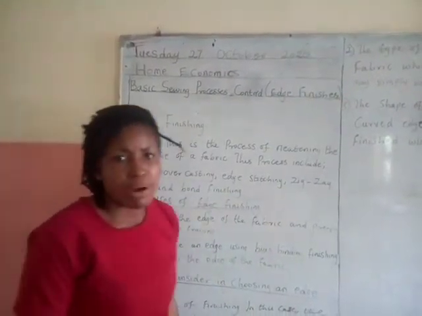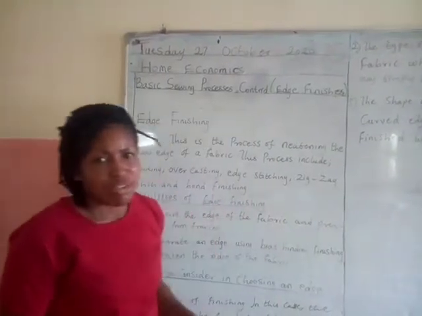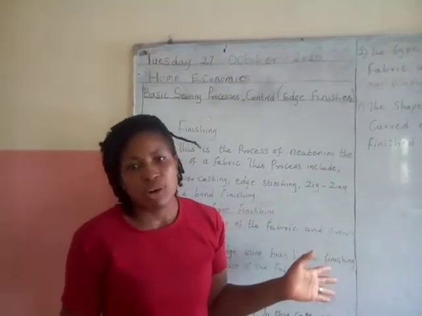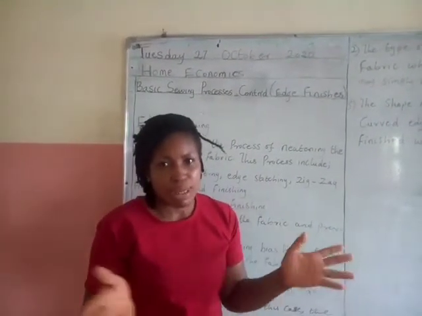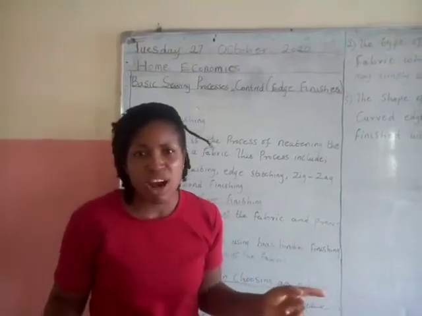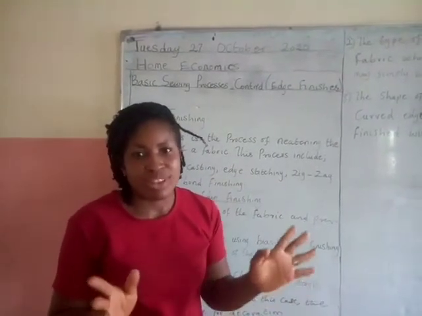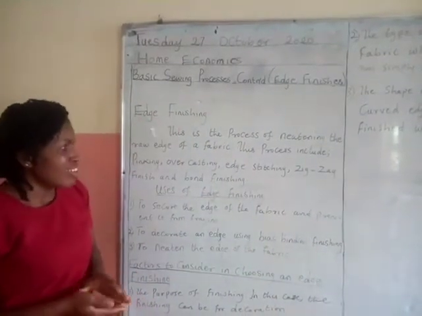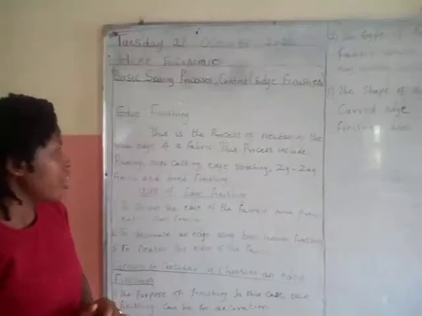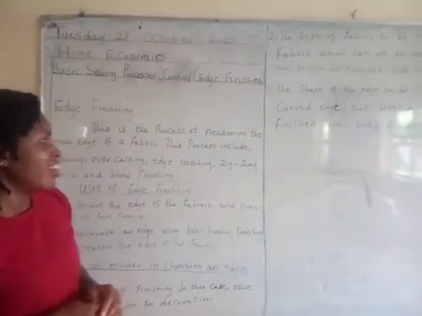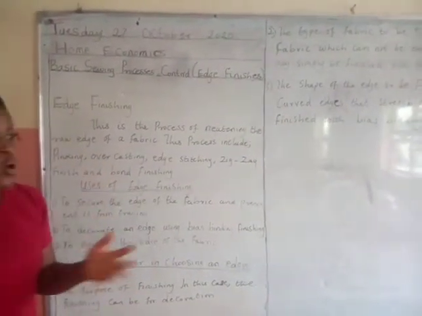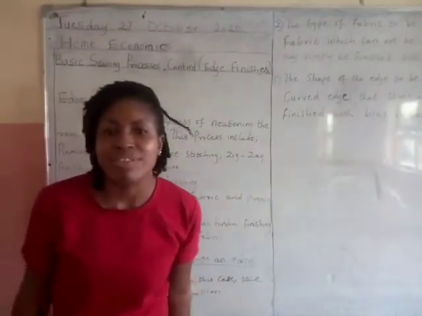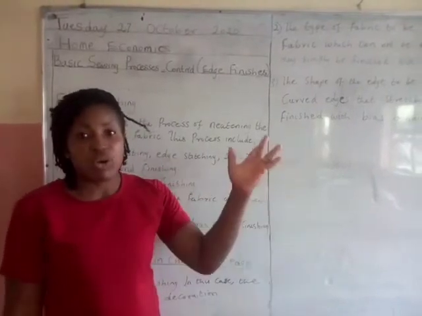Last week we talked about the seam finishes, and I told us that the seam finishes is all about neatening the raw surface of fabric. It is a basic process of neatening any fabric you have for it to look neat and presentable. So what is edge finishing? This is the process of neatening the raw edge of a fabric. This process includes pinking, overcasting, edge stitching, zigzag, and so on and so forth. There are many of them which we discussed last week.